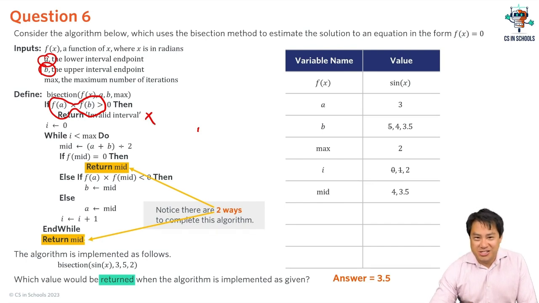So that's how question 6 works out. It's a little bit of an explanation at the end for how that first invalid interval occurs, but by stepping through the algorithm, you can see how the final answer of 3.5 is obtained.